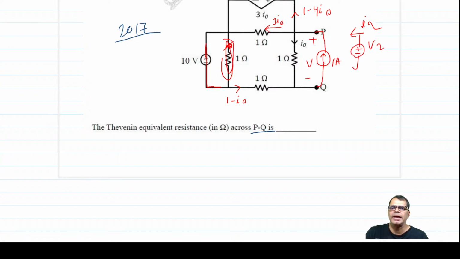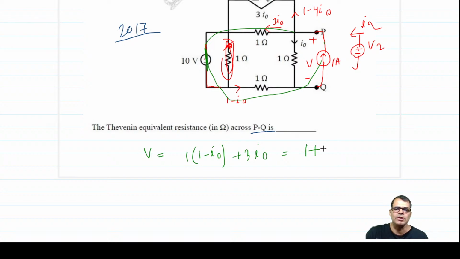So I will apply KVL around this outer loop. Remember here, this independent voltage source is shorted, you should remember. So your V is equal to 1 into (1 minus I0), plus 3I0, which is 1 plus 2I0, which is equation 1.